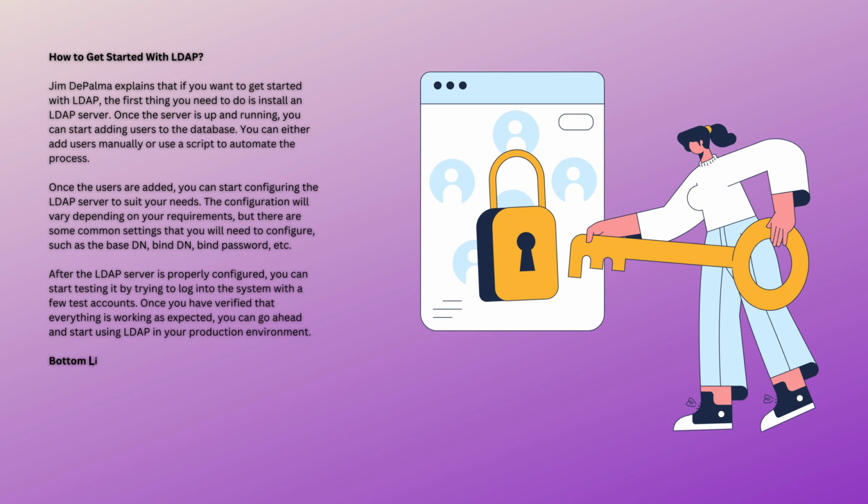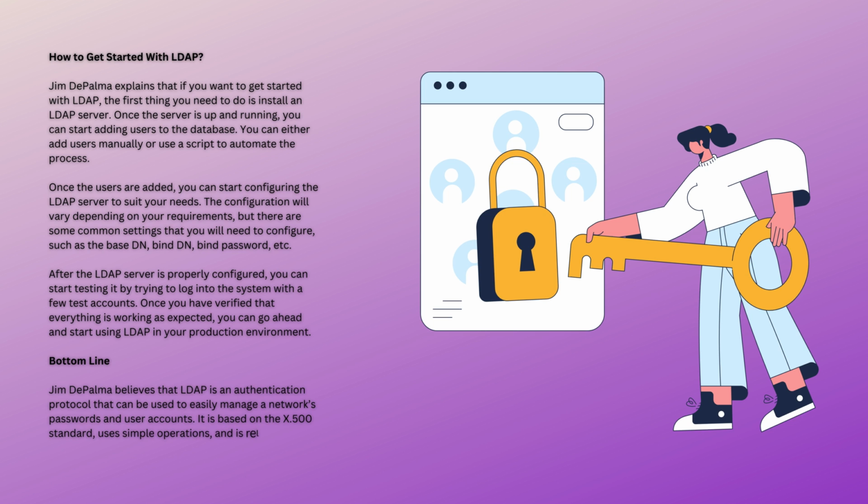Bottom line: Jim DePalma believes that LDAP is an authentication protocol that can be used to easily manage a network's passwords and user accounts. It is based on the X.500 standard, uses simple operations, and is relatively easy to configure.